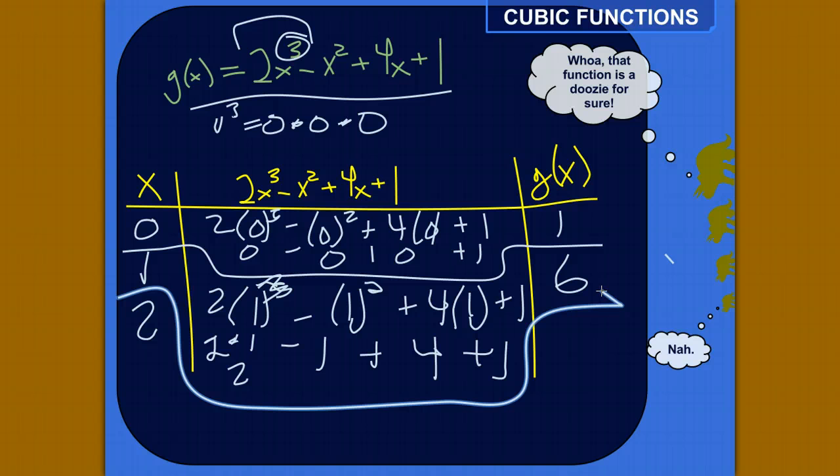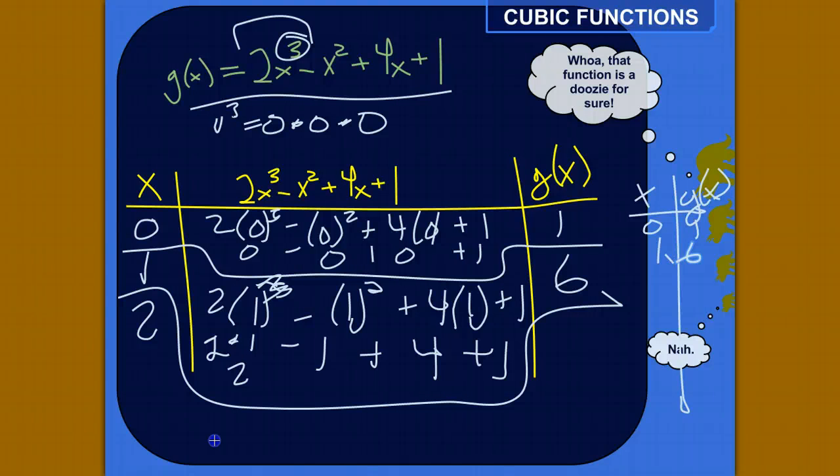And if you want to clean up your table later and just do x and then g of x, it's good to show all your work like this, but if you want to clean it up later, if you're going to plot this on a graph or something. So at this point we have 0, 1, and 1, 6. Okay, so let's plug in 2, and then let's call it a day.